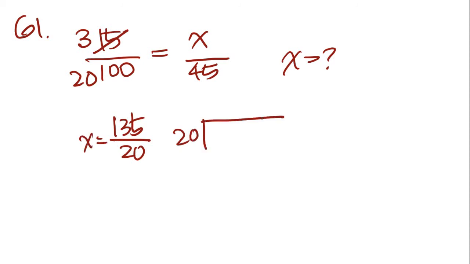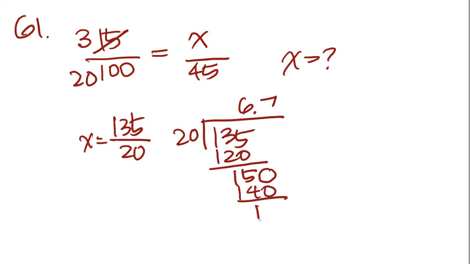And let's figure this out. This comes out to, let's see how much. 6. Drop down to 0, and we get 140. It gets you 100. 5. So 6.75 is our answer. And that is answer choice E.